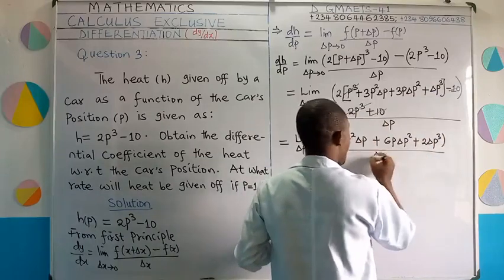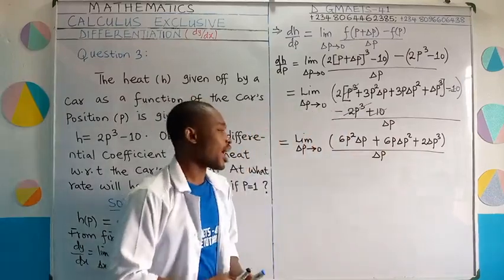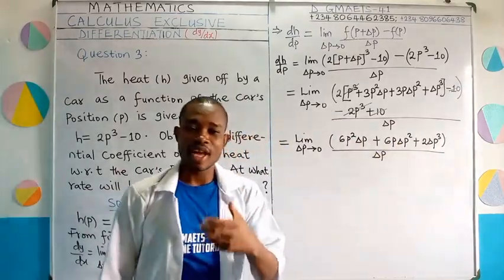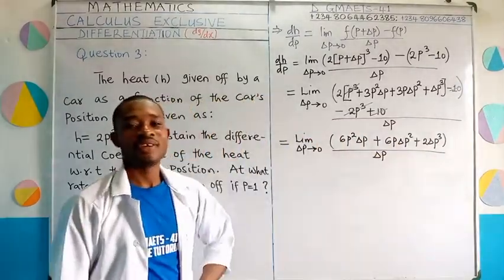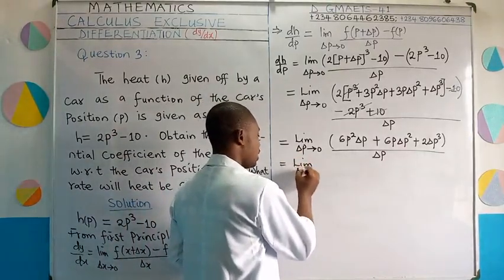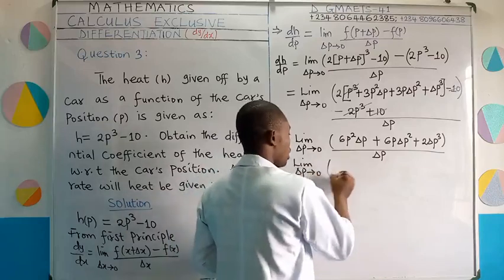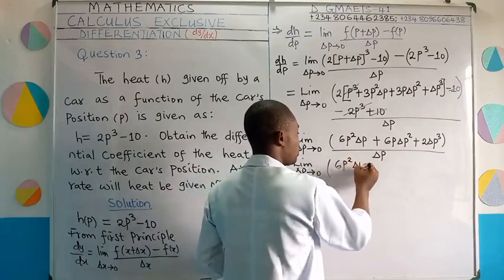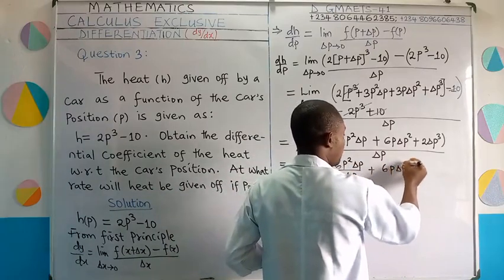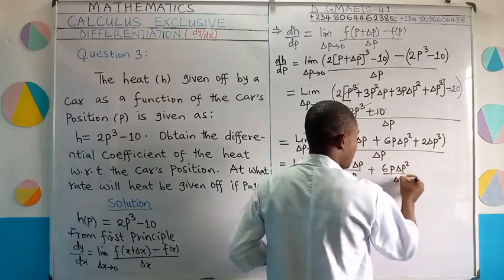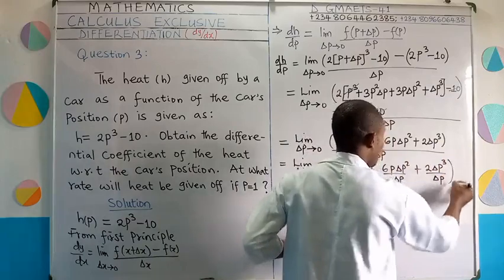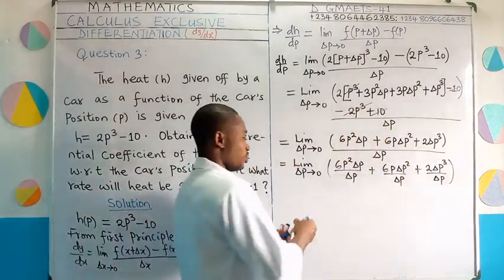Divide this by delta p. At this point, I am going to split this division sign over each of these terms. You know that division distributes over subtraction and addition. Doing that, we have the limit as delta p tends to 0 of 6p raised to power 2 delta p divided by delta p plus 6p times delta p raised to power 2 divided by delta p, and then plus 2 delta p raised to power 3 divided by delta p. Let's divide terms and see.